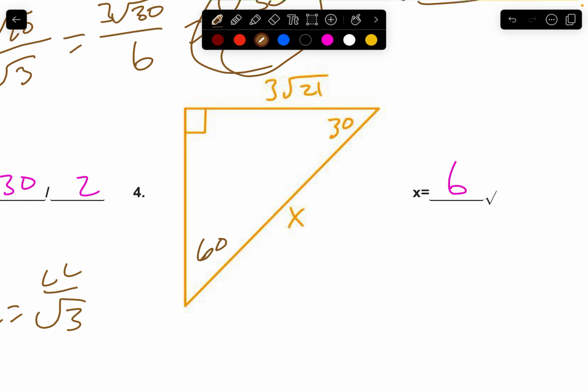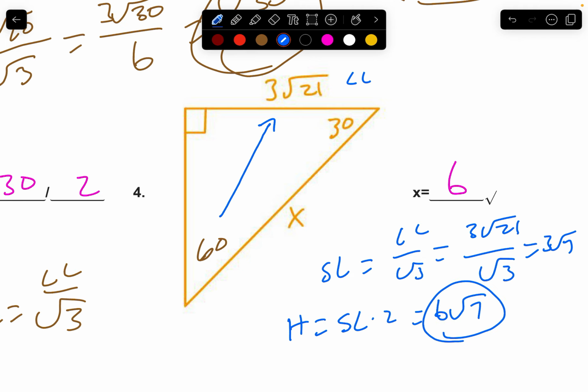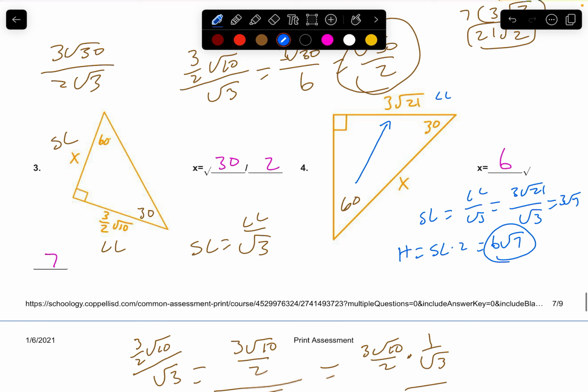All right, here's my 60. I'm going to change colors. So this is my long leg. So once again, the short leg equals the long leg divided by root 3. So that's going to be 3 root 21 divided by root 3, which is 3 root 7. Now the hypotenuse equals the short leg times 2, which would be 6 root 7. Oh my gosh, sorry. That'll be 6 root 7.